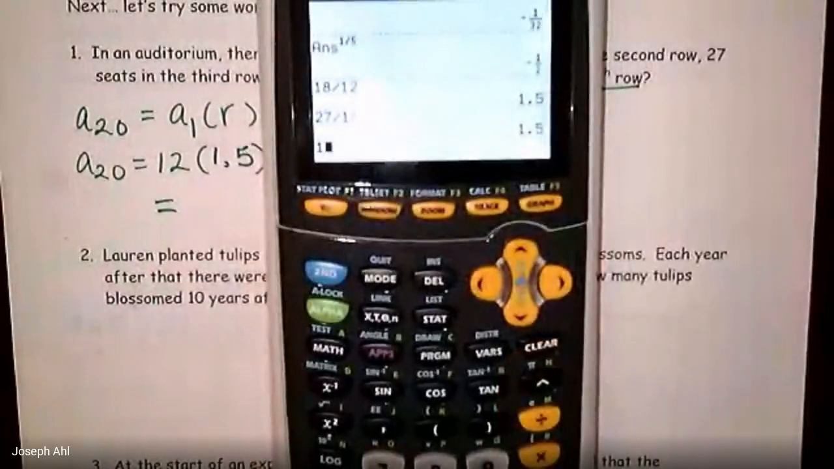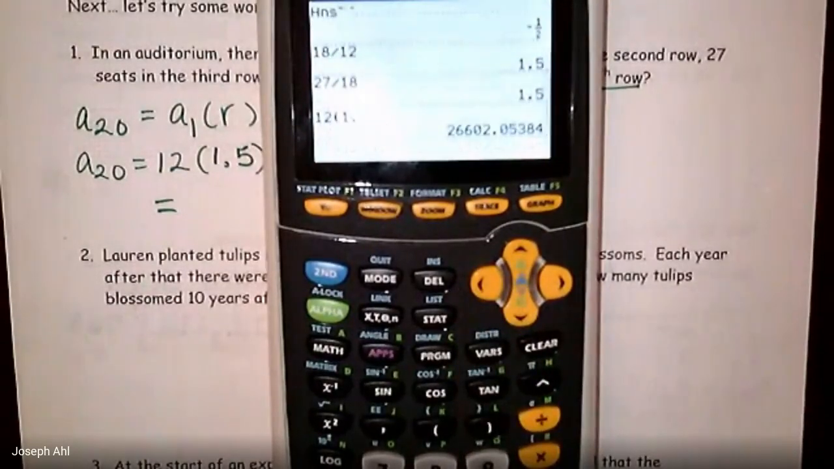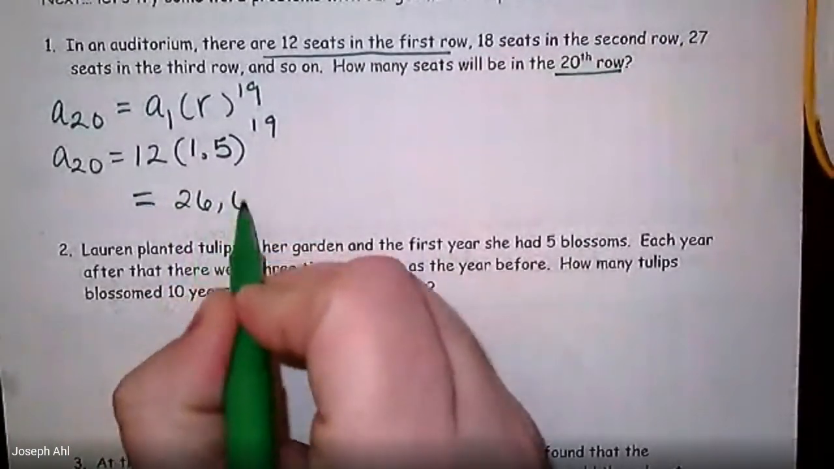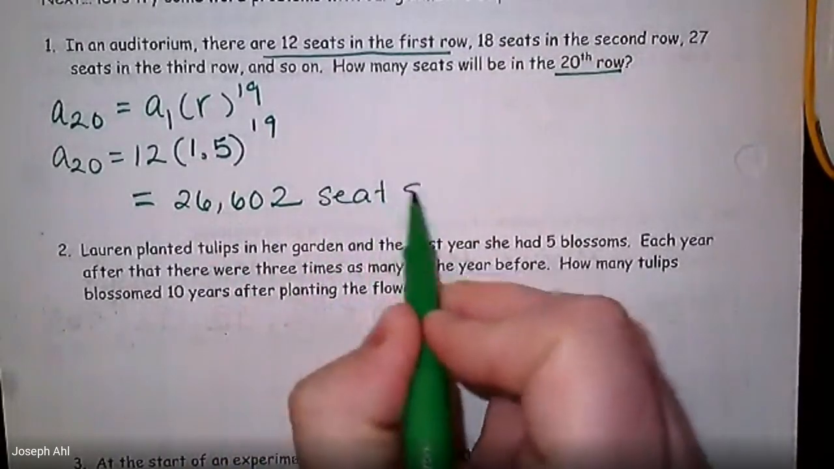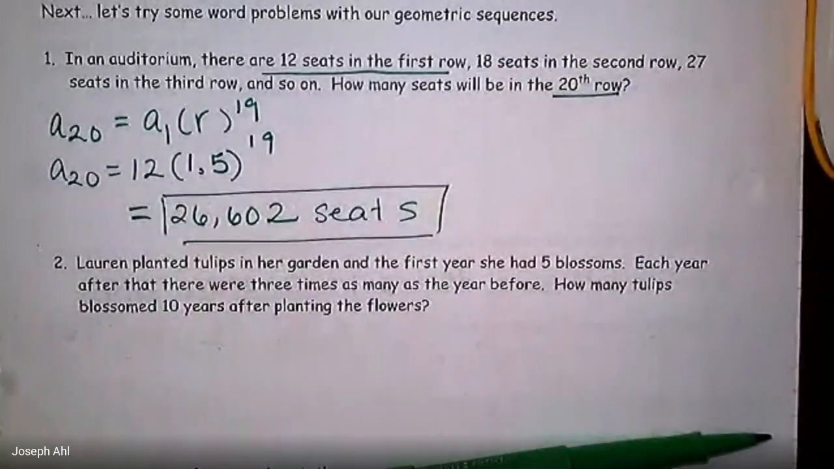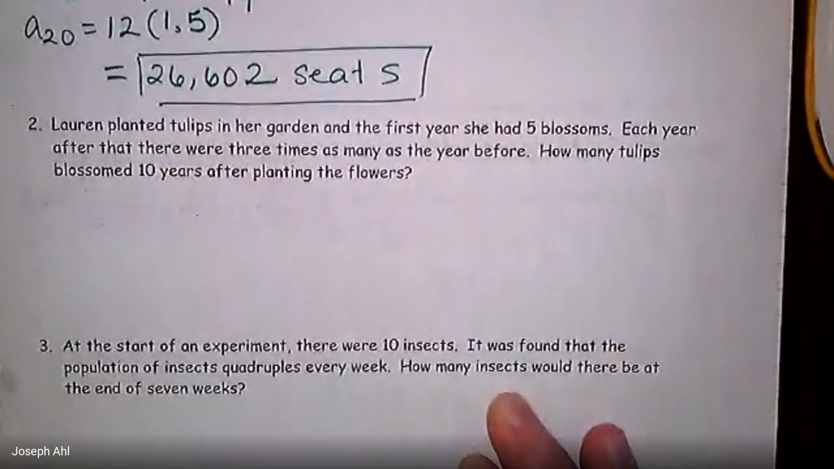Typing that into the calculator, 12 times 1.5, oops, not divided by, raised to the 19th power is 26,602. Round to the nearest whole number there. And maybe this is slightly unrealistic in terms of seats in an auditorium, because you had 12 seats in row 1. Go back just 19 more rows, and there's 26,000 seats. Oh my goodness. So if you had 26,000 friends, you could all sit together in row 20, I guess. But yeah, this probably would have been a better model for an arithmetic sequence. Regardless, though, that actually would be the correct answer in this scenario.